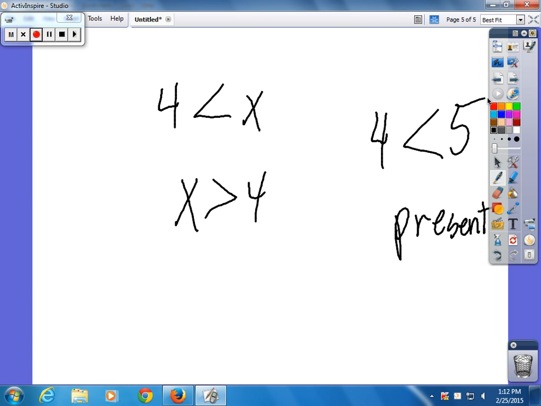Is it? Or is 5 greater than 4? 4 is less than 5. Yes, that's less than. What's that? You see what I'm saying? So don't.